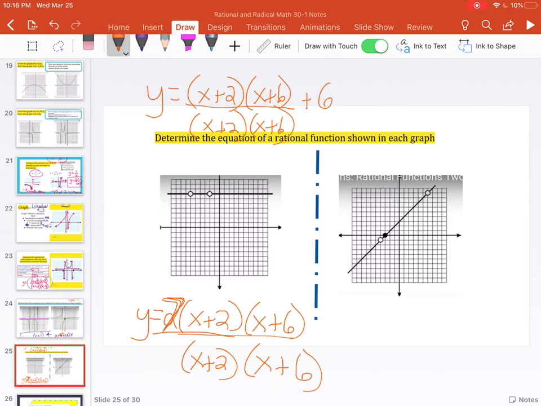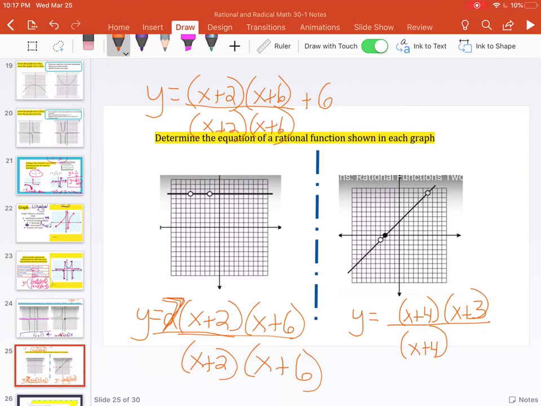Okay, so let's keep looking here at the next question. So I'm going to start off again with my point of discontinuity. So the x value is 1, 2, 3, 4, -4. So that means I should have a factor of x plus 4 on the numerator as well as the denominator. I have an x-intercept at -3, which means I should have a factor of x plus 3 on the numerator.